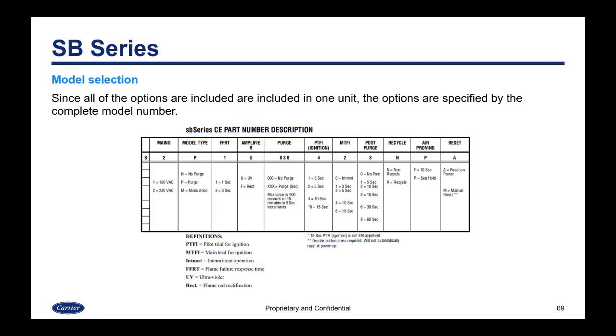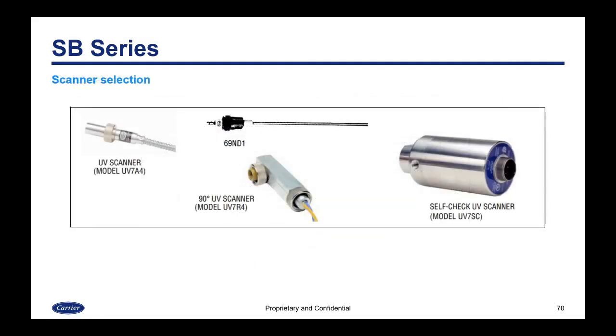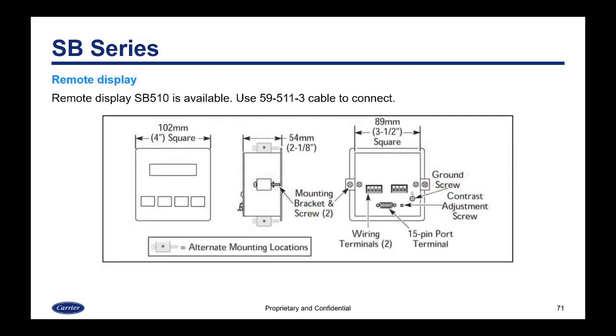The scanner selection is here. So there are two UV scanners, a flame rod, and a self-checking UV scanner option available for the SB series. Remote display SB510 is available, and it is remote mounted using a cable. So you would mount it on your enclosure.